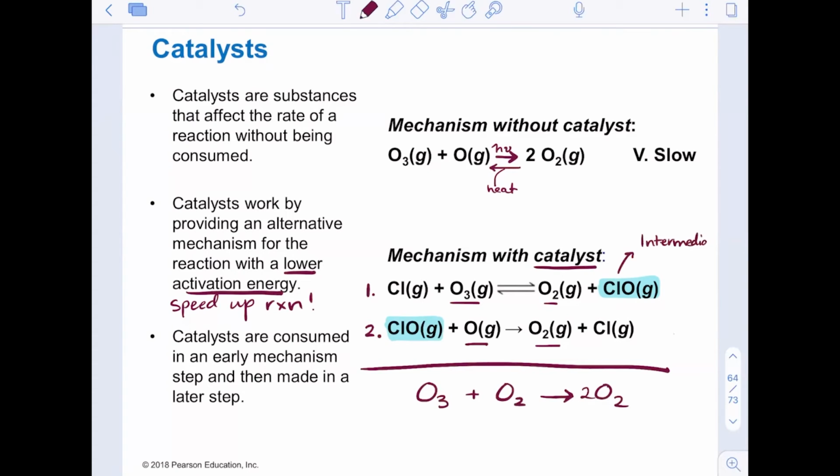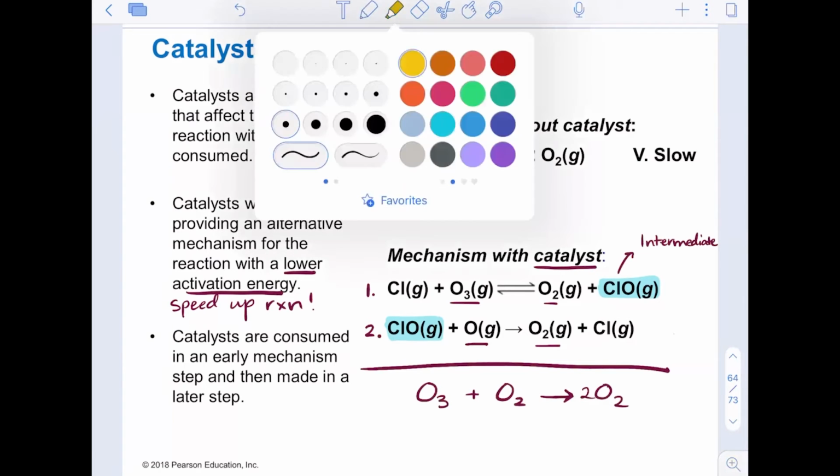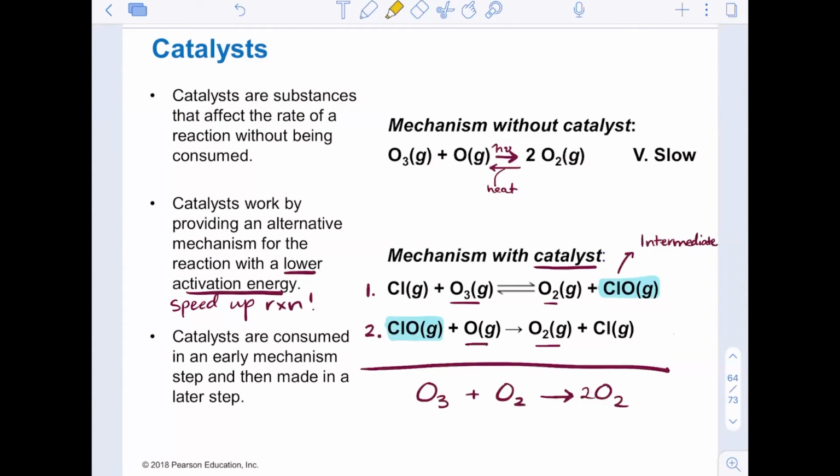Take a minute. Look at what you think the catalyst would be. Chlorine atom is used in the first step and produced in the second. This is a catalyst. All right, because it is used early on and then remade at the end, it's not an intermediate. It's not in the middle. It's at the bookends. It is driving the reaction to start and it is finishing it at the end. That is a catalyst, very different from an intermediate.